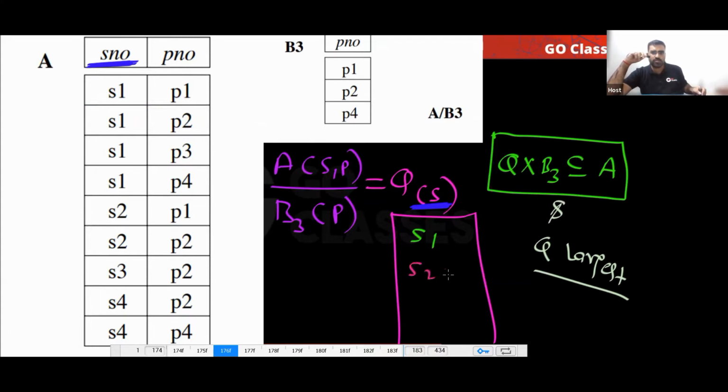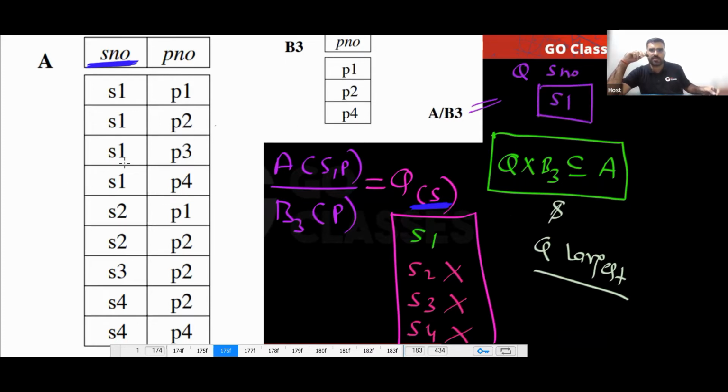Can I put S2? No, because S2 P4 is not there. Can I put S3? No, because S3 P4 is not there. Can I put S4? I cannot put S4 because S4 P1 is not there. So your final answer will be what? The attribute will be S number only, and your final answer will be S1. Yes or no? That's it.